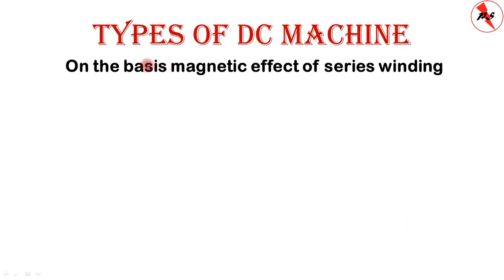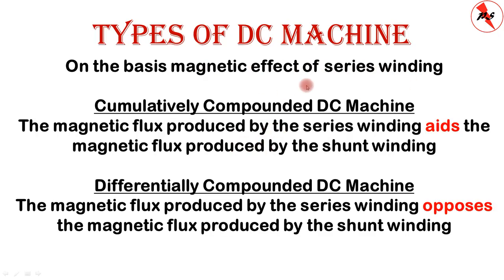The next classification is on the basis of the magnetic effect of the series winding. So there are two types of machine in this category: a cumulatively compounded DC machine or a differentially compounded DC machine.